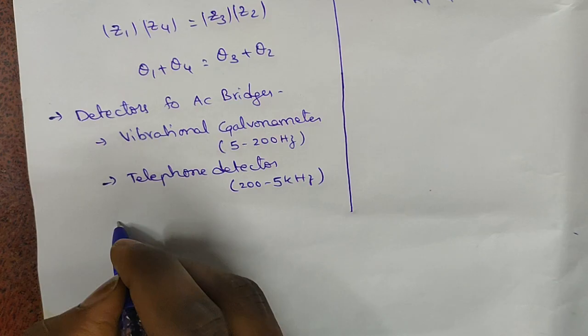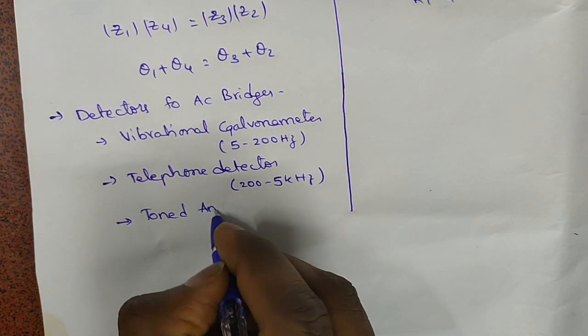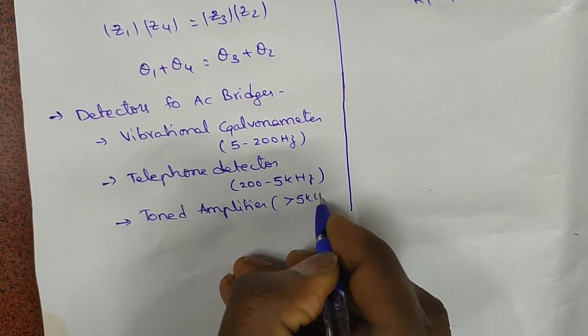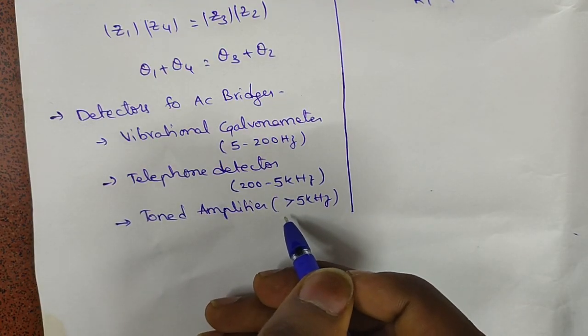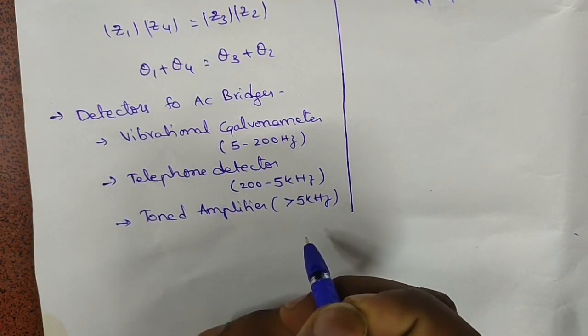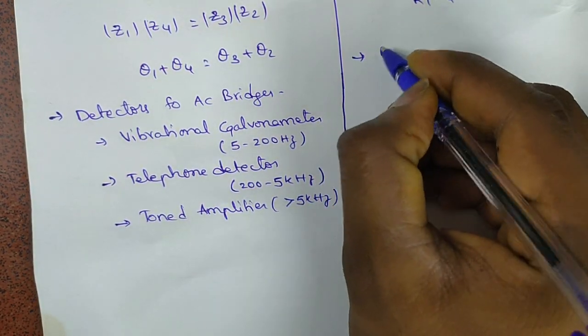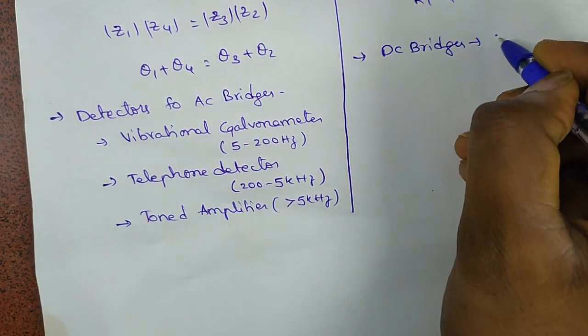Like tuned amplifiers, they are used for frequencies greater than 5 kHz. These are used when the circuit contains operating conditions greater than 5 kHz. For DC bridges, a galvanometer is used.